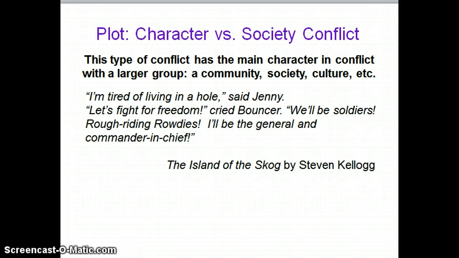I'm tired of living in a hole, said Ginny. Let's fight for freedom, cried Bouncer. We'll be soldiers, rough-riding rowdies. I'll be the general and commander-in-chief.